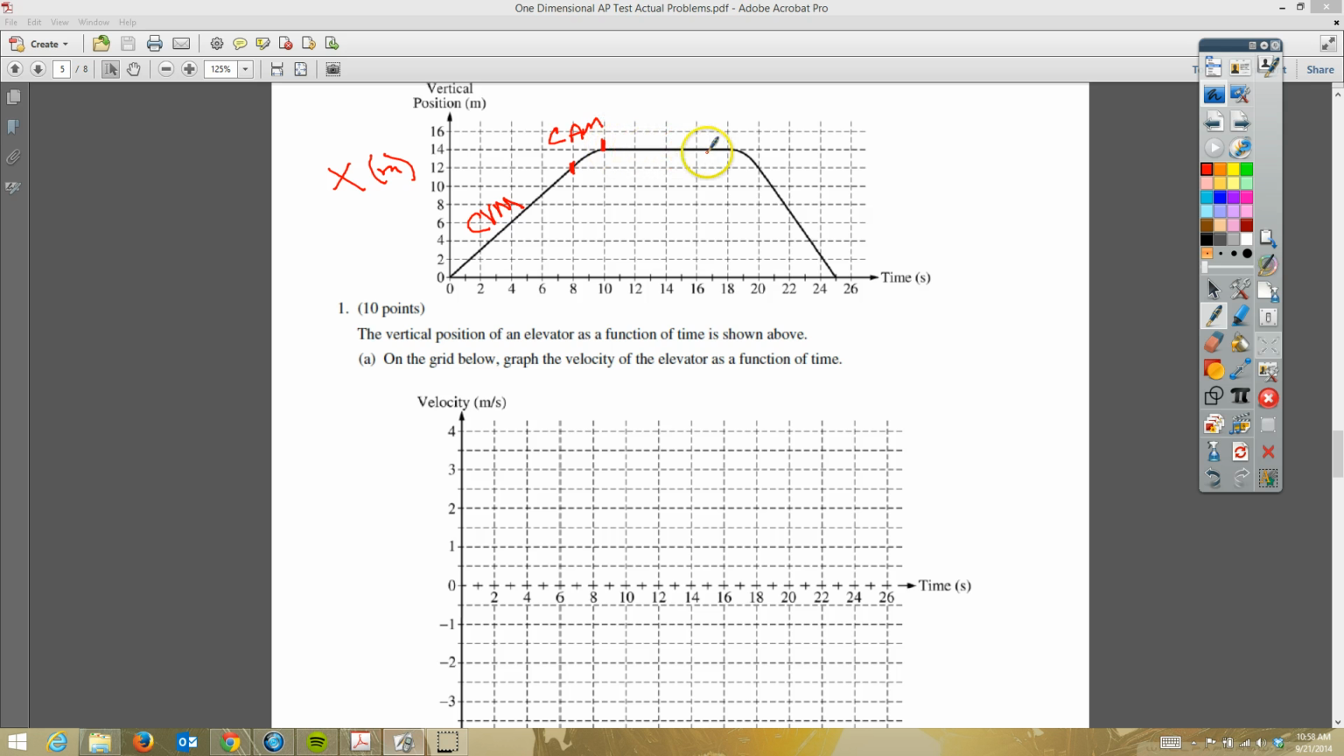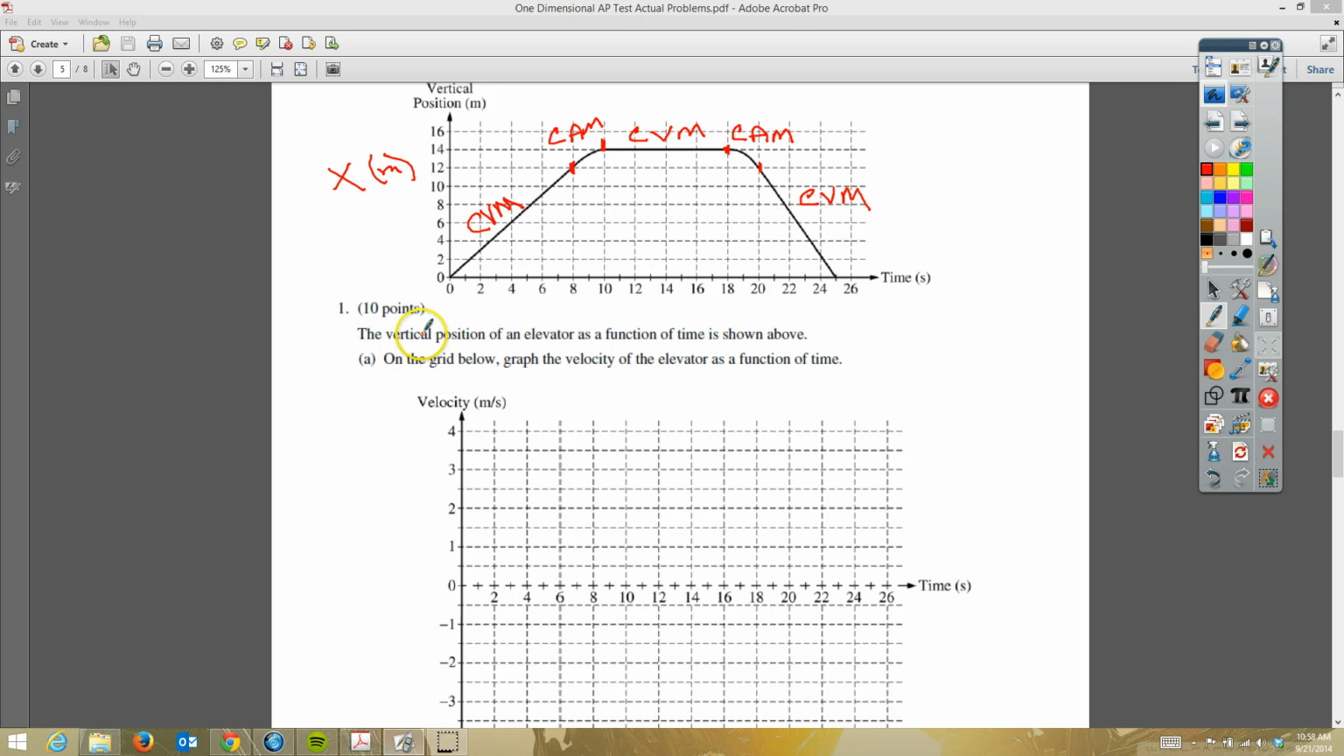Once again, we have another straight line from about 10 to 18. That would be the constant velocity model again. Then we've got another curve. This curve is a little bit easier to see, and that curve runs from 18 to 20. So that would be the constant acceleration model. And then finally, we have a straight line from 20 to about 25, and that is the constant velocity model.